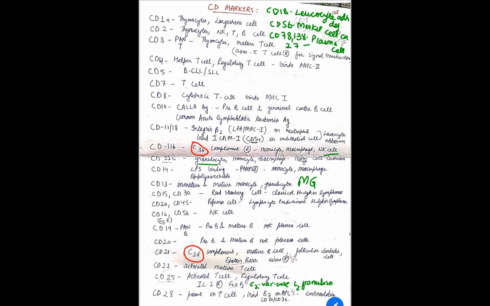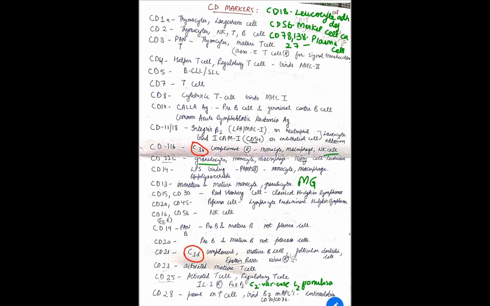CD4 is MHC2. CD5 is B-CLL, SLL, and in the mantle zone. Then CD7 is T cell. CD8 is MHC1. CD10 is common ALL antigen, pre-B and germinal center B cell. CD11, CD18 is beta 2, LFA, MAC1, ICAM1, CD54. CD11b is C3b complement, monocyte, macrophage and NK cell. CD11c is monocyte, macrophage and granulocyte and hairy cell leukemia. CD14 is LPS binding, PAMP receptor. CD13 is monocyte and granulocytes. CD15, CD30 are Reed-Sternberg cells, classical Hodgkin's. CD20, CD45 are popcorn cells, lymphocyte predominant.